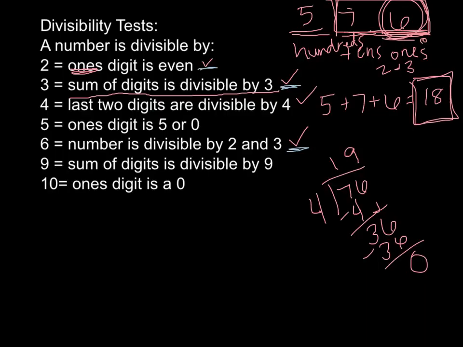The sum of the digits is divisible by 9. So that means we need to add all of those numbers together.